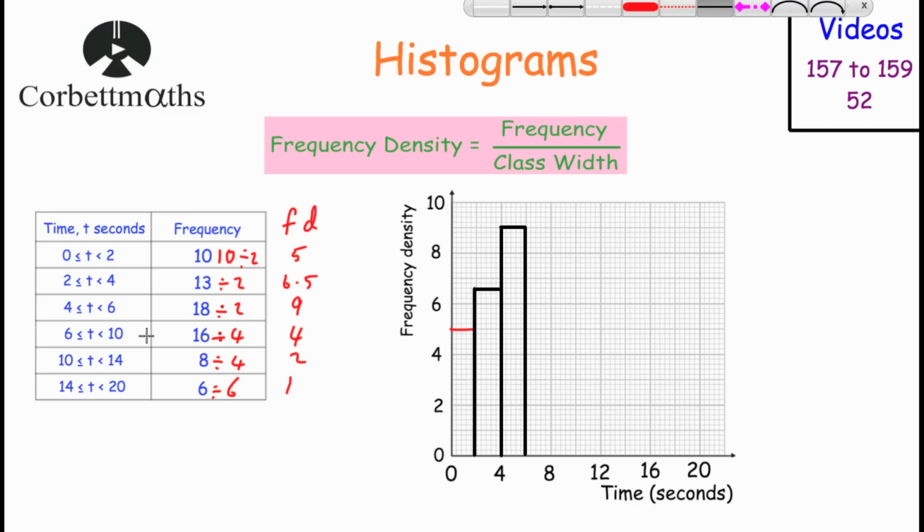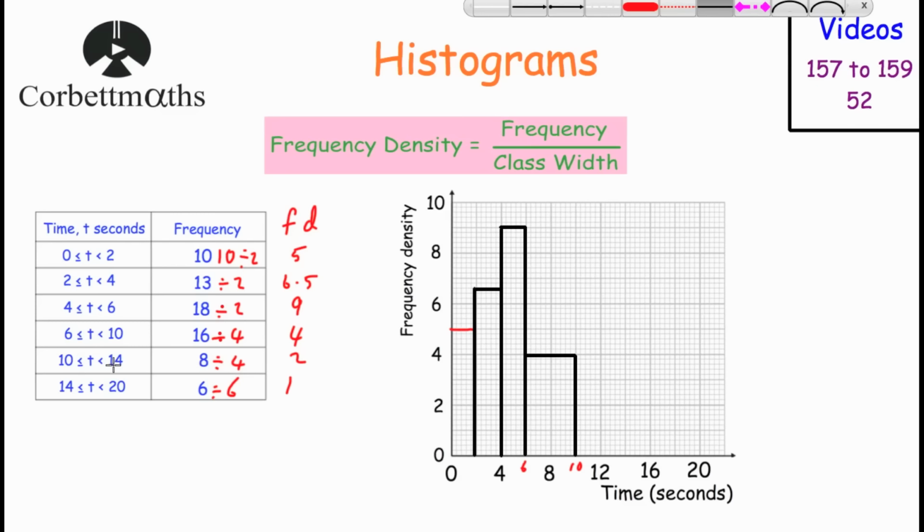Now we're going to do from 6 to 10 with a frequency density of 4. So from 6, which is here, to 10, we're going to have a bar that goes up to 4. So we'll draw across to 10 and then go down like so. So that bar from 6 to 10 has a height of 4.